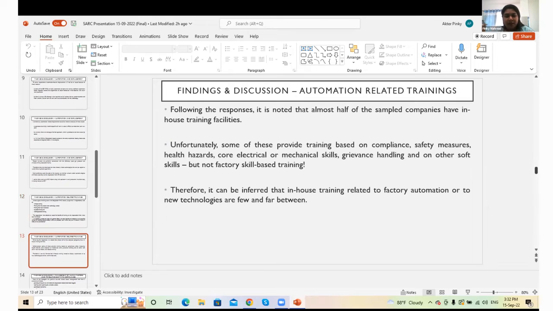Following the responses, it is noted that almost half of the sample companies have in-house training facilities. Unfortunately, some of these provide training based on compliance, safety measures, health hazards, core electrical or mechanical skills, grievance handling, and other soft skills, but not factory skill-based training. Therefore, it can be inferred that in-house training related to factory automation or to new technologies is few and far between.